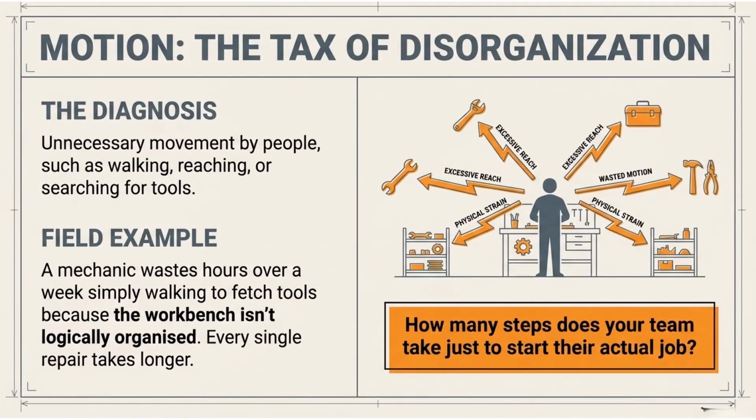Next is motion. Similar to transportation. Transportation you tend to think about as moving parts around physically. Motion tends to be the human. So the human within a particular area, how do they move about? How do they bend around? How do they have to carry out their jobs? Where are the tools that they use located? All of that can be motion waste. And in this one, a mechanic wastes hours over a week simply walking to fetch tools because the workbench isn't locally organized. Every single repair takes longer.